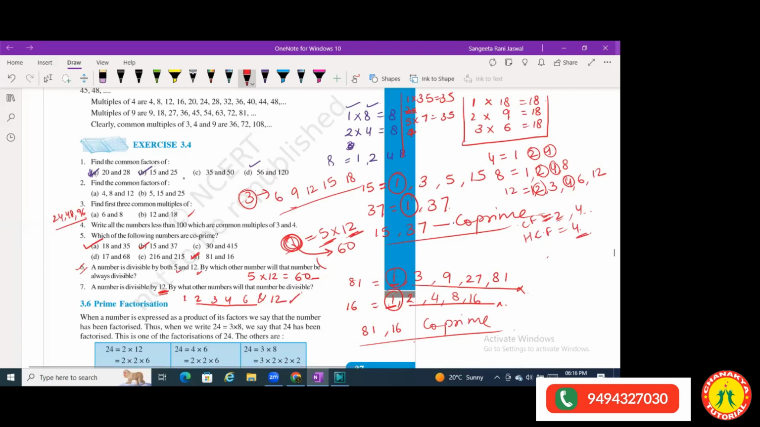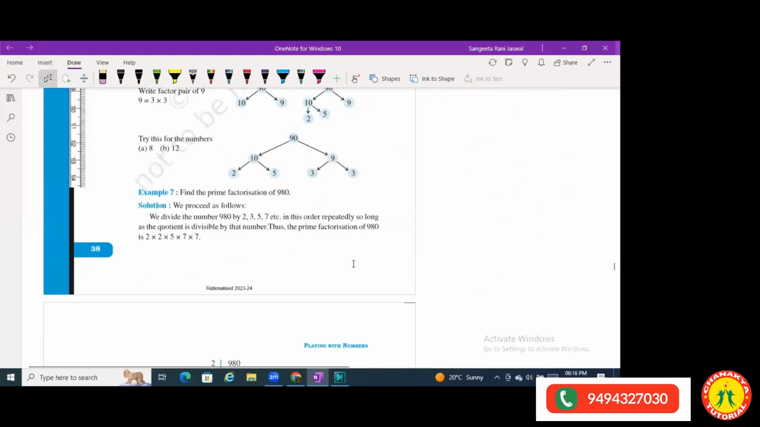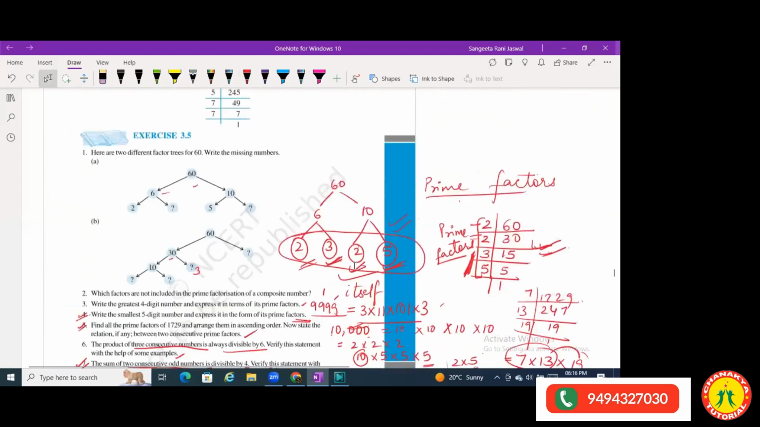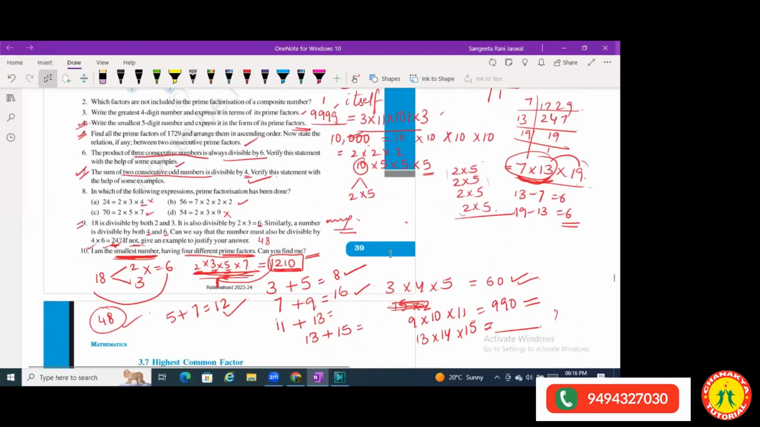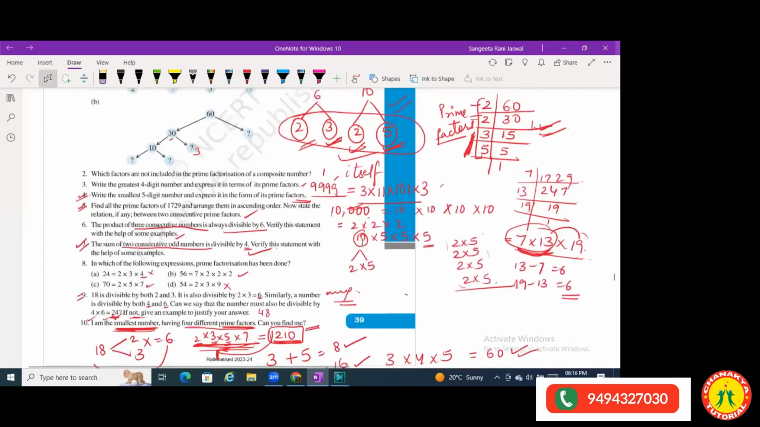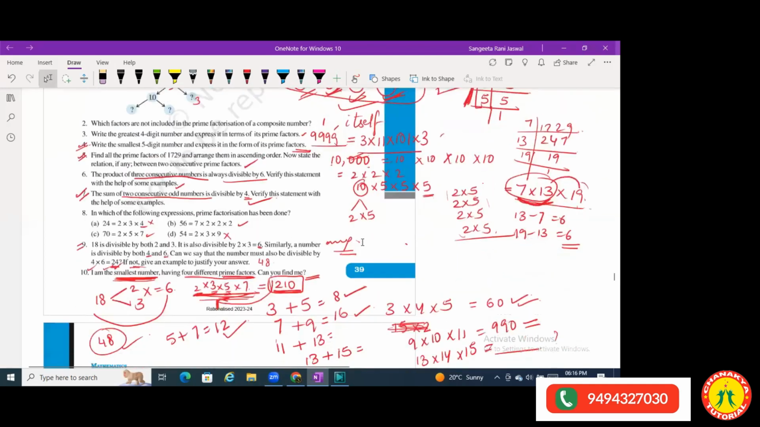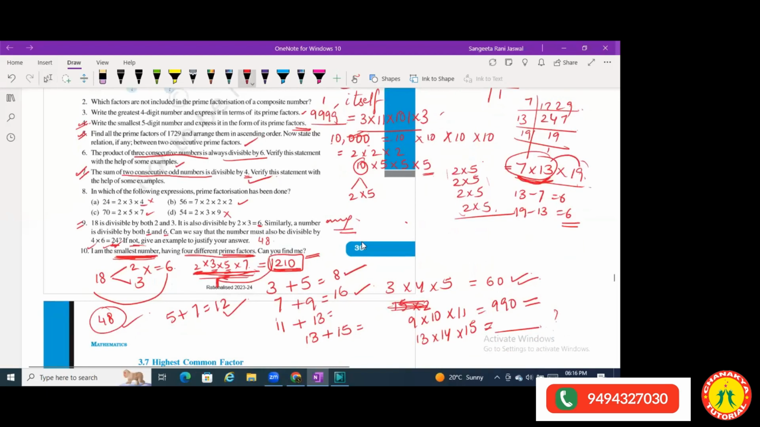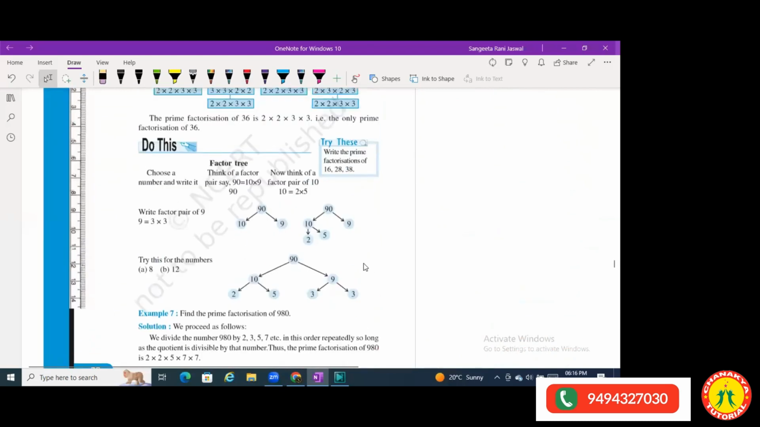We'll study about highest common factor and lowest common multiple also. But before that, we come to prime factorization. Do you know how to find the prime factors if I give you some numbers? Please write down the prime factors of question number 5. Write all the prime factors of 1729.